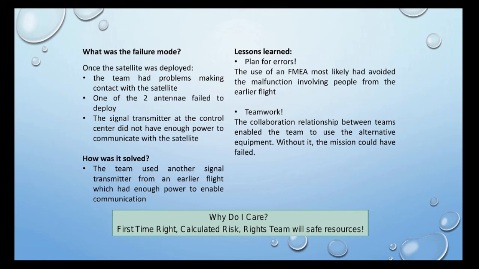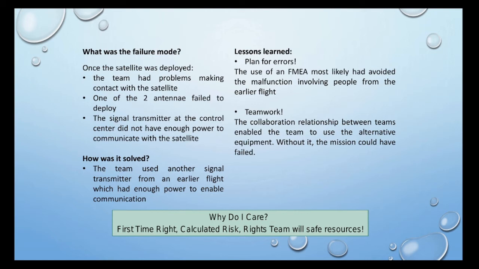What lessons did they learn from these case studies? The first lesson is that we have to plan for errors that have not yet been anticipated by NASA. That is visible from this case study itself. The use of FMEA would most likely have avoided the malfunction, by involving people from the earlier flight. So you have to plan for errors. This may happen; if it happens, what do I have to do? What support am I going to get, and where am I going to get it?